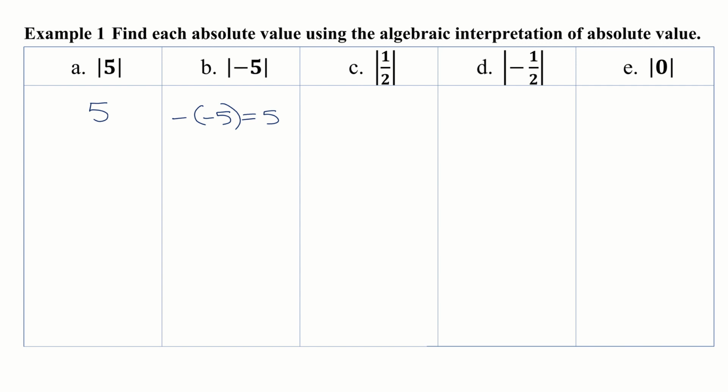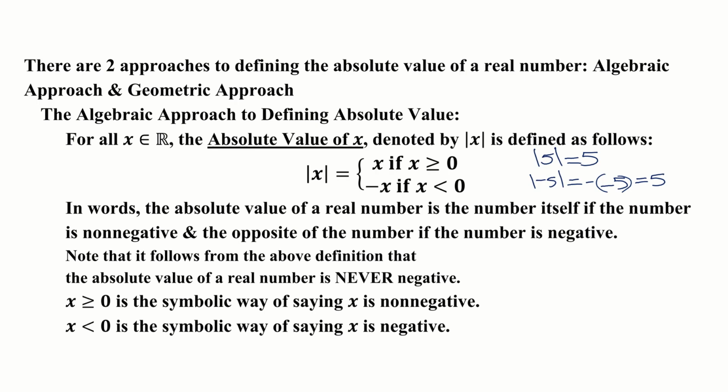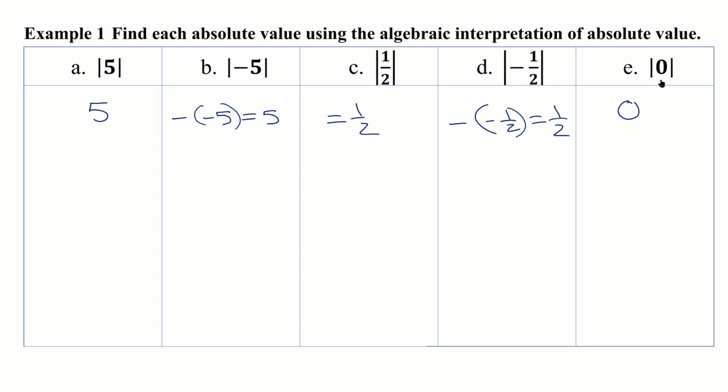The absolute value of 1/2, because 1/2 is greater than or equal to 0, in other words, because 1/2 is non-negative, is going to be itself. The absolute value of negative 1/2, because negative 1/2 is less than 0, is going to be the opposite of negative 1/2, which is 1/2. And the absolute value of 0, of course, is 0, because 0 lies in the first category. Let's take a quick look again. So if it's greater than or equal to 0, it's going to be itself. And 0 falls in that category, so the absolute value of 0 is 0 itself.